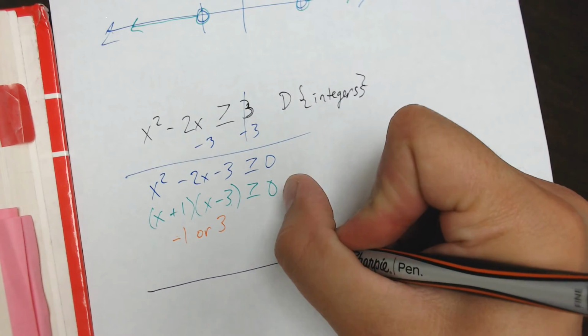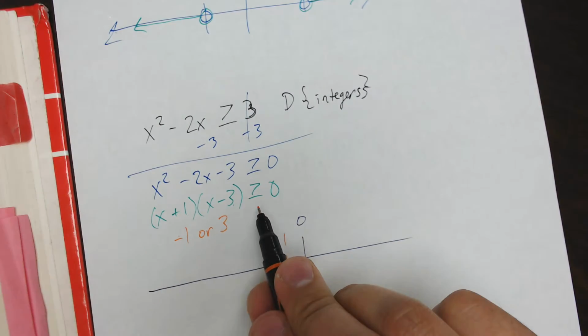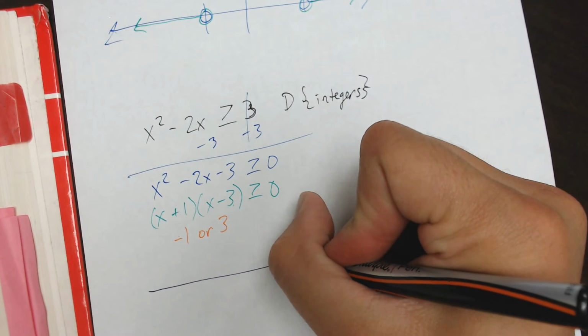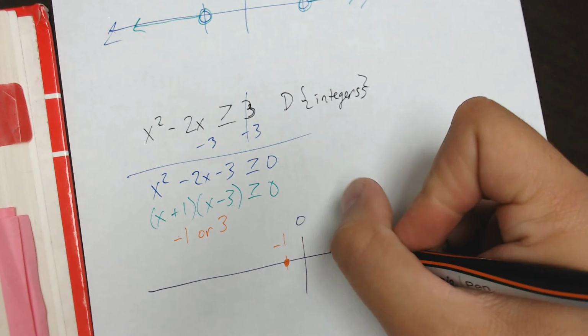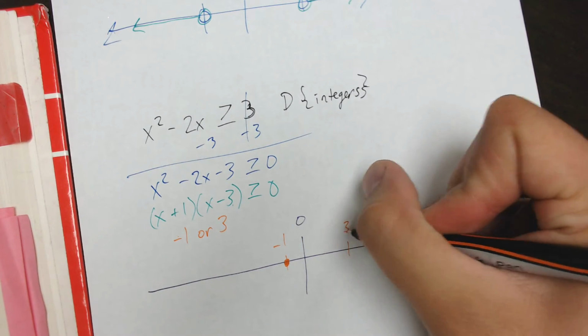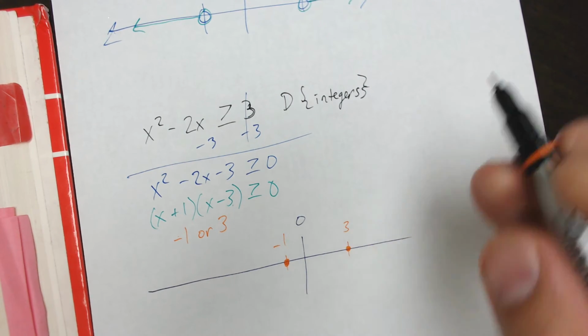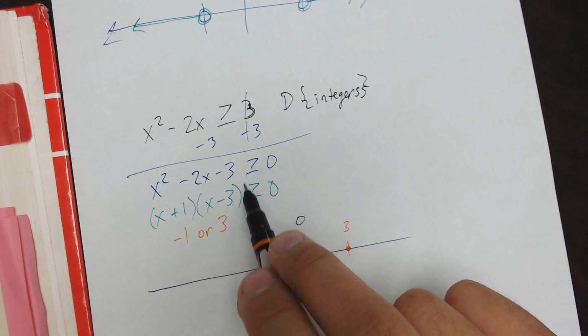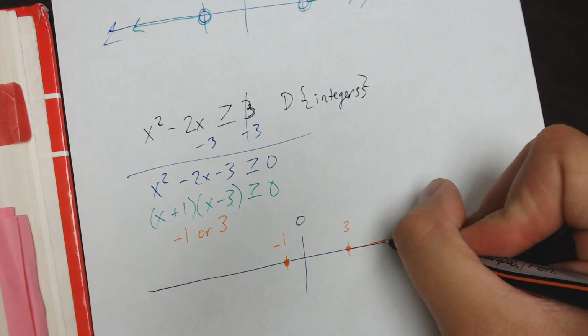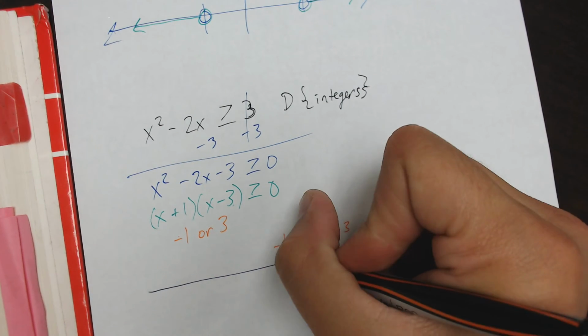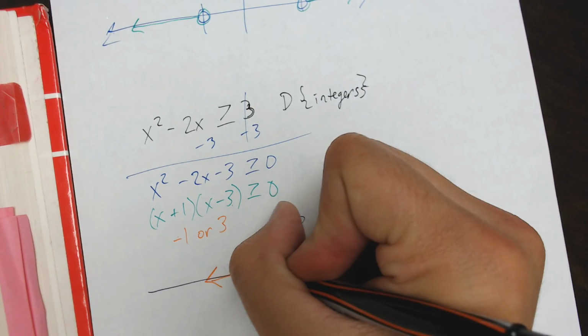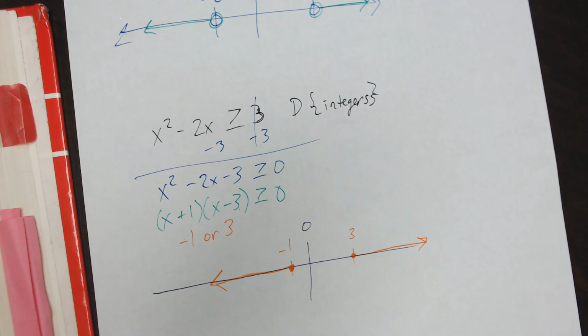So I've got one spot at -1, right? And then it's going to be a closed dot because it's an equal to symbol. So closed dot at -1, and then a closed dot at +3. And then again, because this is a greater than inequality, it is going to form a disjunction, which means the arrows will go away from each other. All right. And that's it. That's all there is to this lesson.